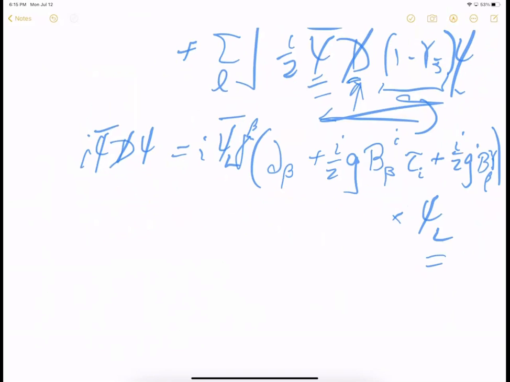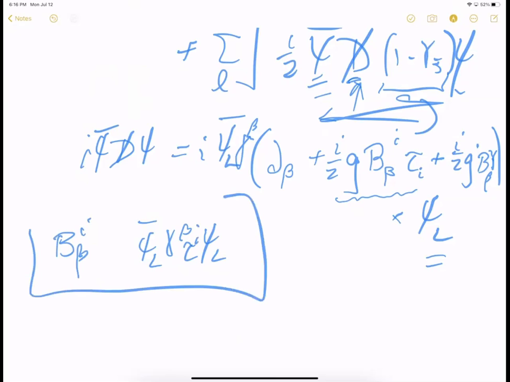And then you notice these have the usual form of a current. So if we have a left-handed current, gamma beta psi L, that gets coupled to the gauge field. There's a tau sitting in here, so W beta tau i here. So this is a gauge field with a current.